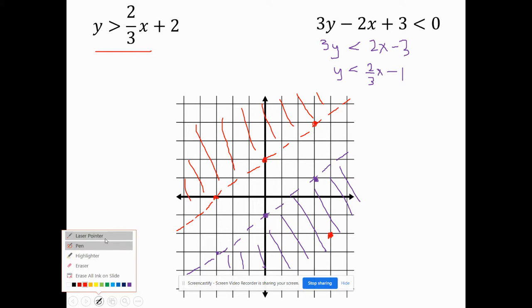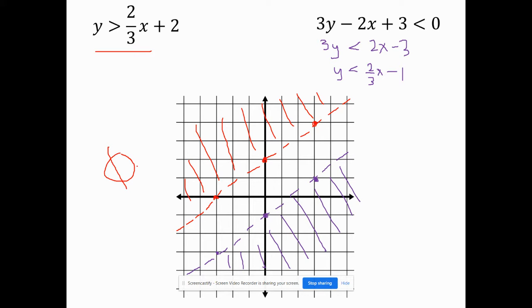The only way you could get a solution out of this is if we changed these signs. If for some reason the red one we changed to a less than, then we would have shaded below this red line, and then there would have been an overlap. Or if we would have changed this one to greater than, there could have also been an overlap. But in this case, we say that there is no solution. And another way to say that is like this with the empty set, no solution.